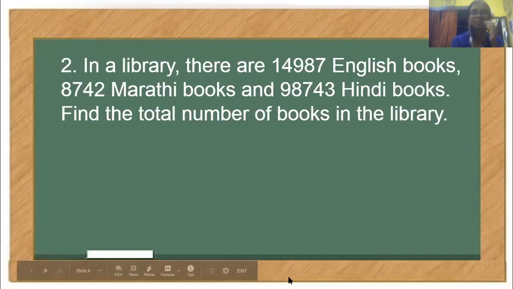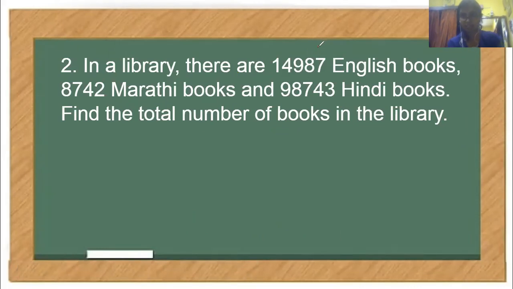Moving to question number 2. The question is, in a library, there are, let's write place values first, units, tens, hundreds, thousand, and ten thousand. So in a library, there are 14,987 English books. Library में English books कितने हैं? 14,987. Simple.